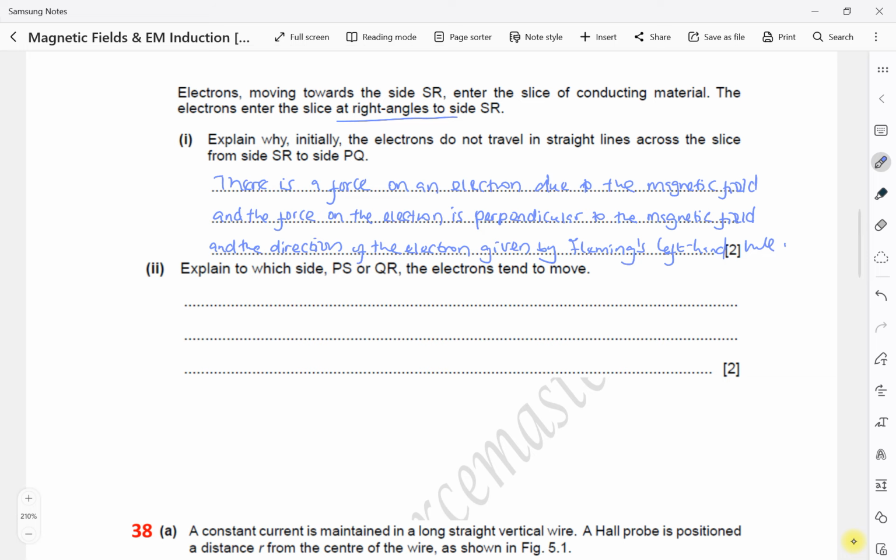So I will simply say, by Fleming's left hand rule, the electrons move towards QR.